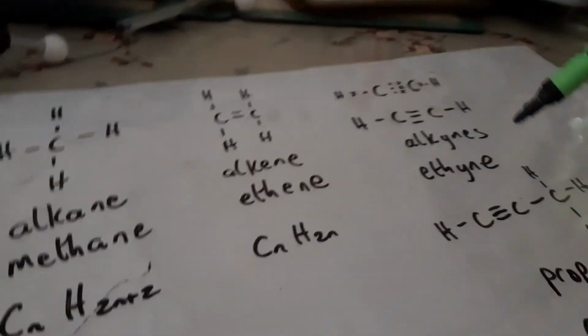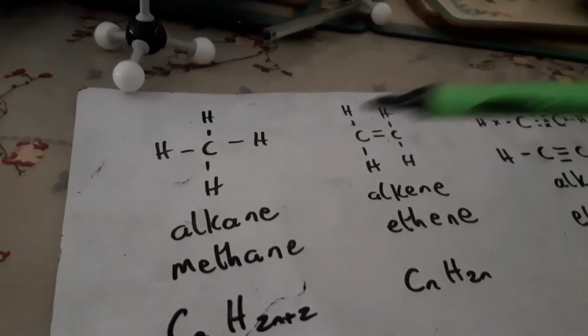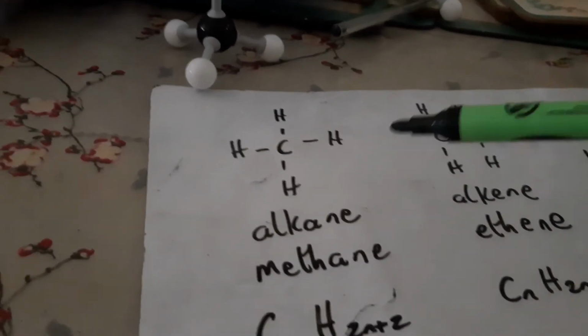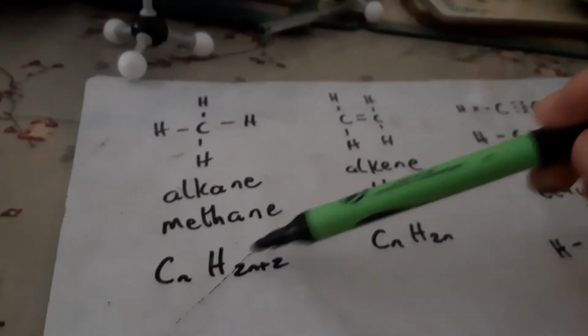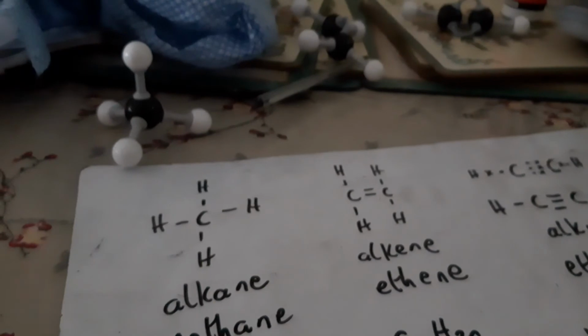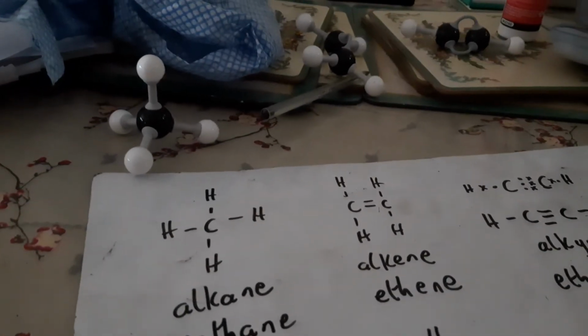But for now, what we're going to do is just be aware of the different families of hydrocarbons. Hydrocarbons is what we're doing this week. We've got alkanes, alkenes, alkynes. You should be able to draw the first couple of members, know the general formula, and be able to name and draw them as appropriate.